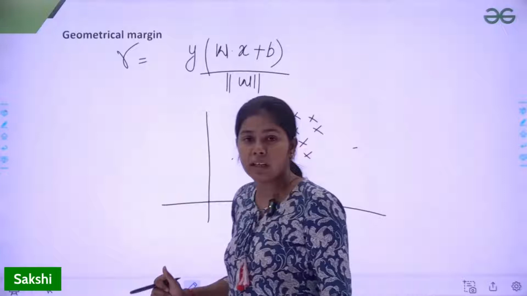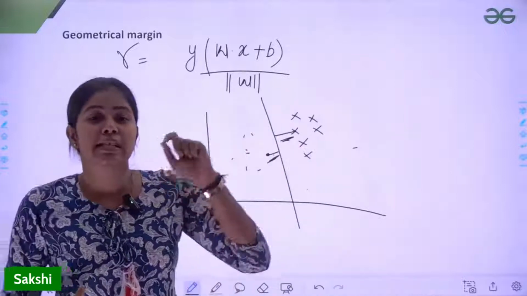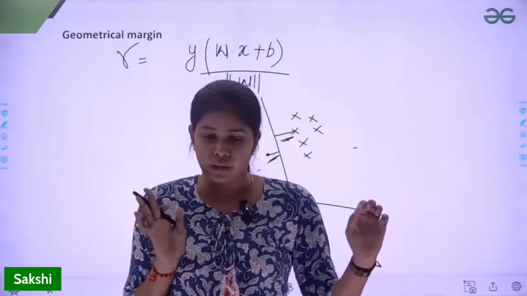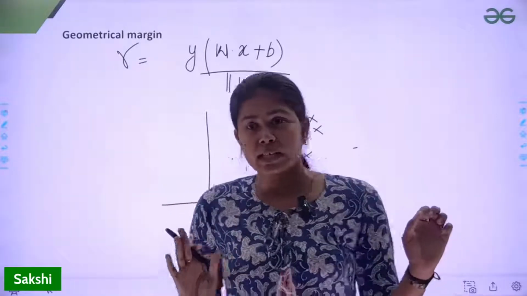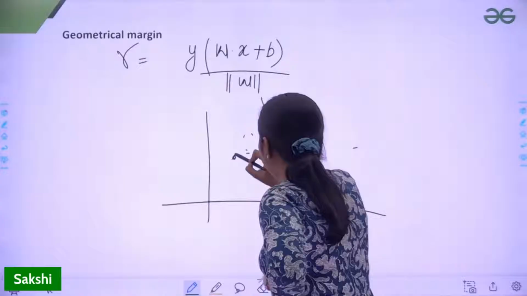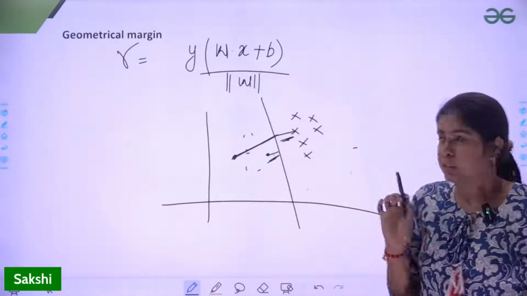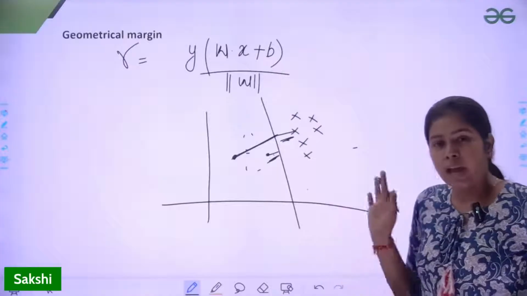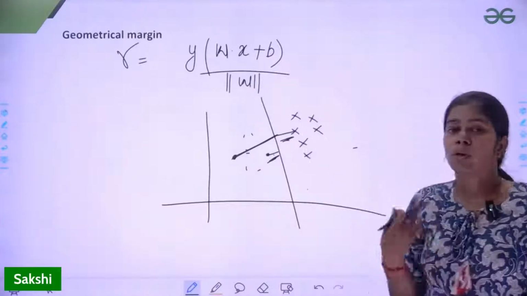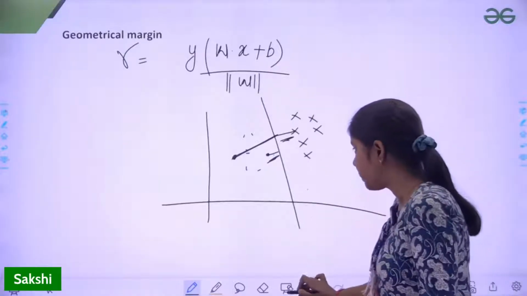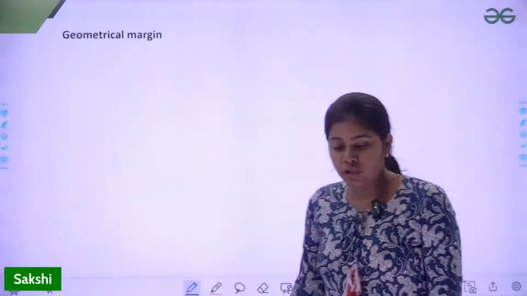Here, what is this geometrical margin? Geometrical margin is the normal distance between a point and a decision boundary, right? That is my geometrical distance. If I have to find out the normal distance from the decision boundary, that is my geometrical margin. And I have normalized that so that it would not give different results for different equations of the same line, right? Now we got the geometrical margin.